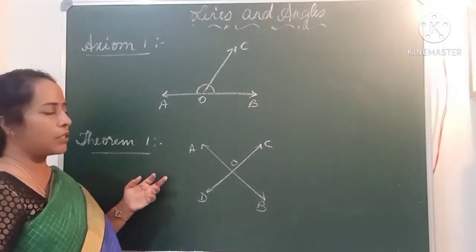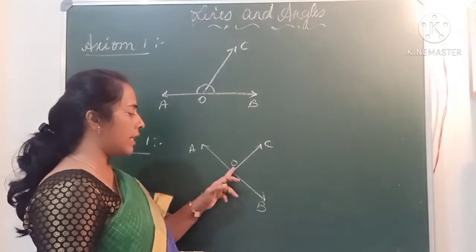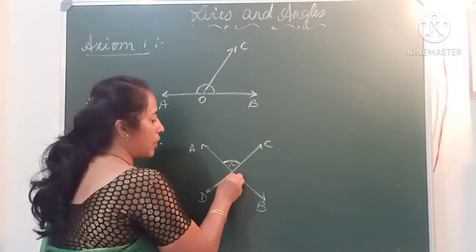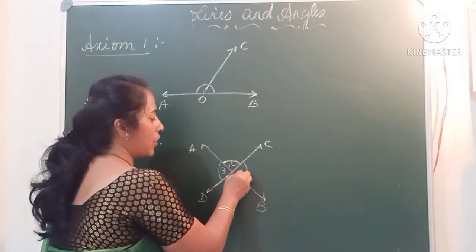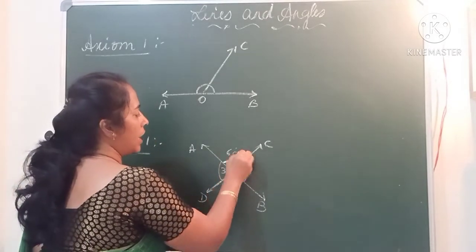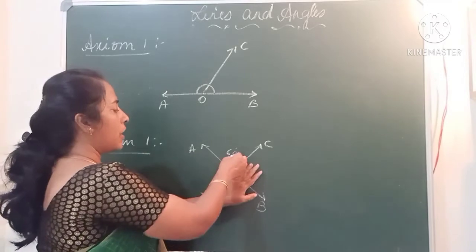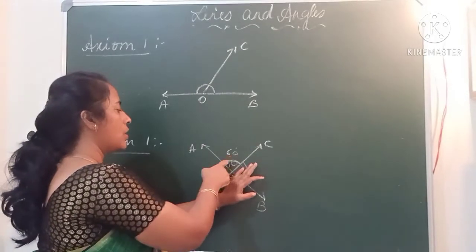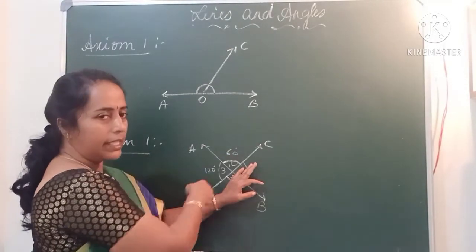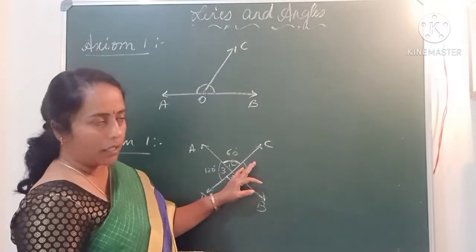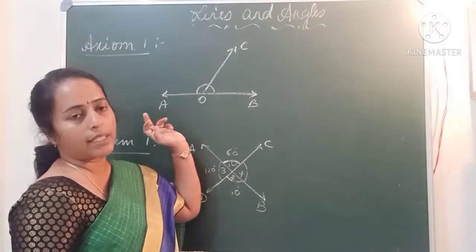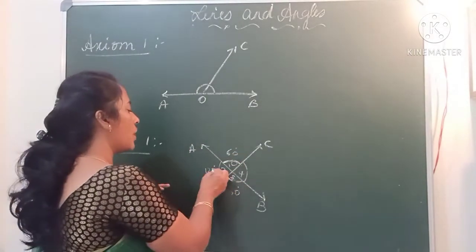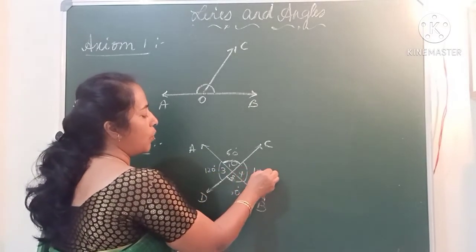Then theorem 1. What it says: if two lines are intersecting, then the vertically opposite angles are equal. So angle 1 will be equal to angle 2 and angle 3 will be equal to angle 4. For example, if this is 60 degrees, this is also 60 degrees. You can calculate this: if this is 60 degrees, this will be 120 degrees according to this axiom, because they are adjacent angles on a straight line, a linear pair. If two angles are standing on the same straight line, those angles are said to be a linear pair. So 120 plus 60 becomes 180. If this is 120 degrees, this is also 120 degrees.